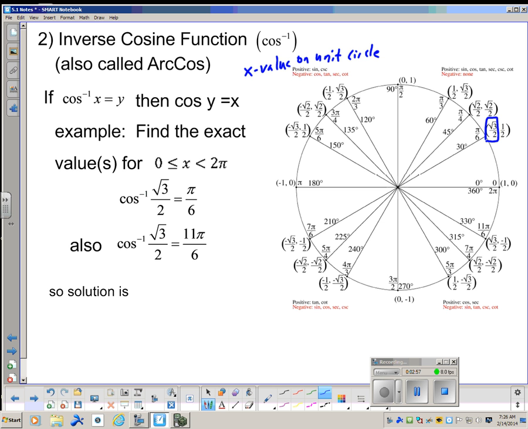So my x value is the square root of 3 over 2, and it's also down here. So what are my angles there? They are pi over 6 and 11 pi over 6. So hopefully that makes sense. We're just looking for the angle value, given this time the cosine, which is our x value. So finding those two angles that match.